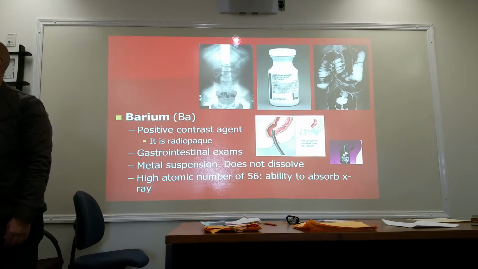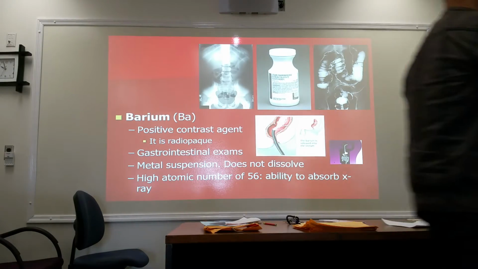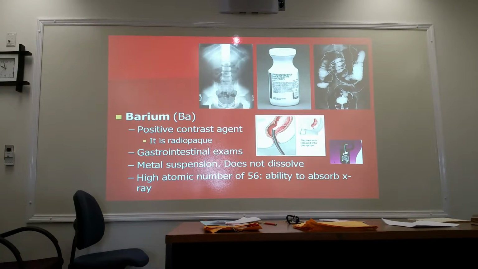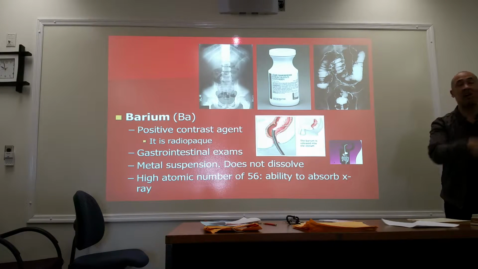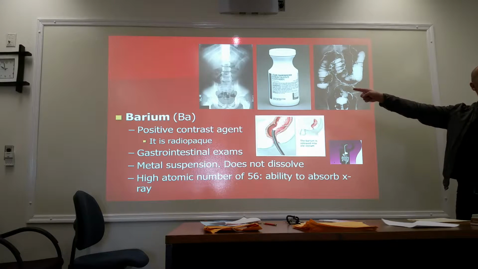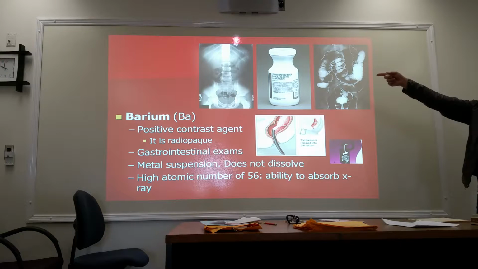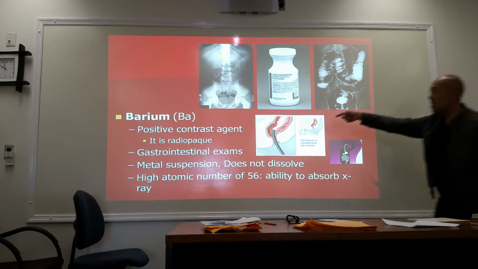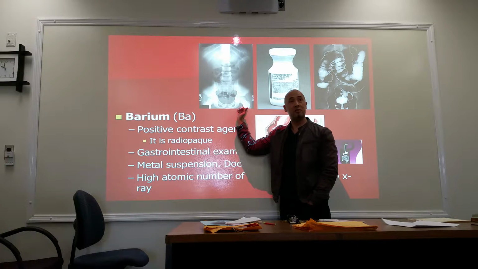So the first one that we're going to be talking about here is barium. Barium is considered a positive contrast agent. It is radiopaque. It's solid. Here is an X-ray of the abdomen. Again, bone is obvious, right? Because you can see the ribs. You can see the lumbar spine. Here is the pelvis. Here are the hip joints.